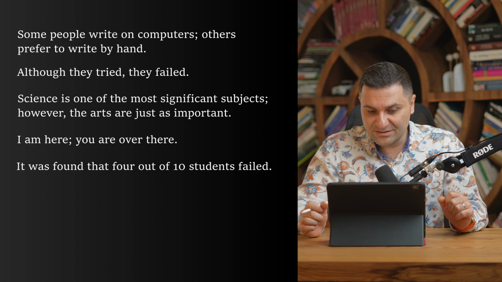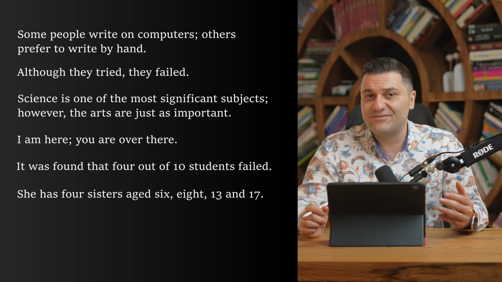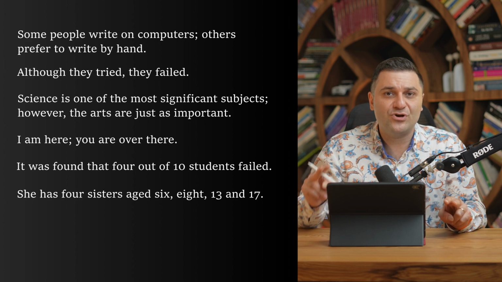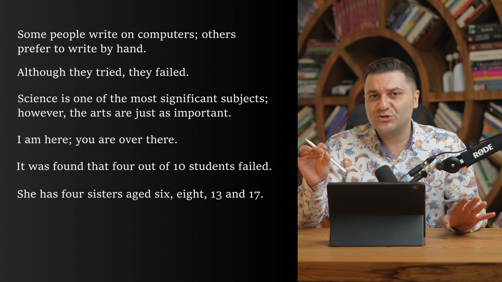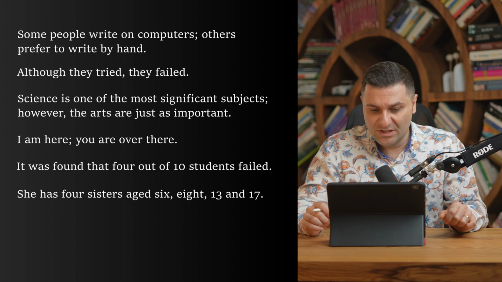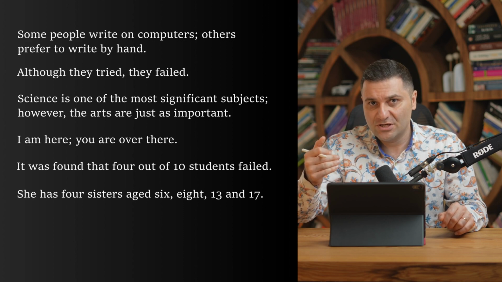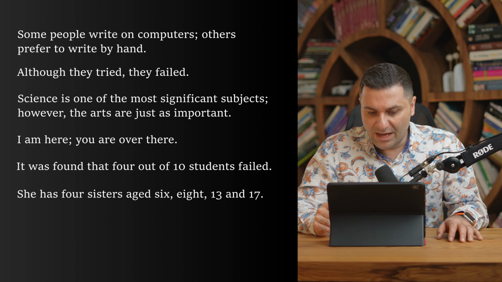Take a look at this sentence: she has 4 sisters aged 6, 8, 12, 13, and 17. As you can see, some of the numbers are spelled out and some are written numerically. All the numbers should be written numerically because we're referring to a list of numbers. So the correct sentence is: she has 4 sisters, aged 6, 8, 13, and 17.